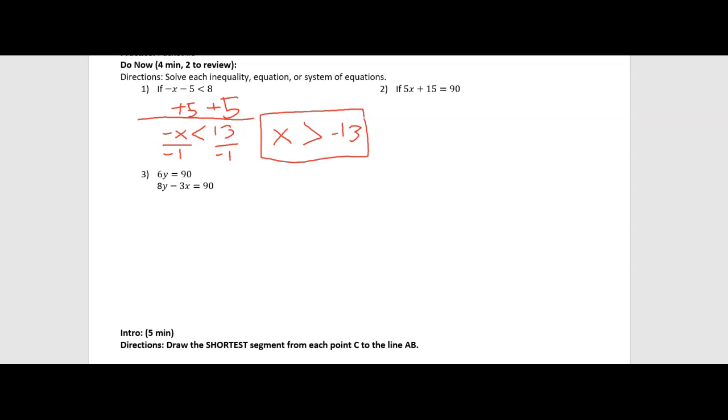All right, let's move on to our equation. I'm going to subtract 15 from both sides. I'm not going to write that out, but we have 5x is equal to 75. And if I divide both sides by 5, I get x is equal to 15.